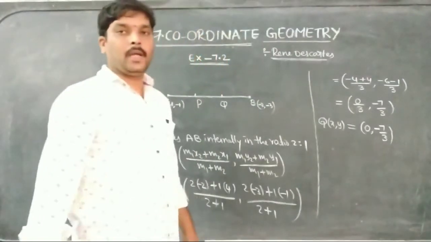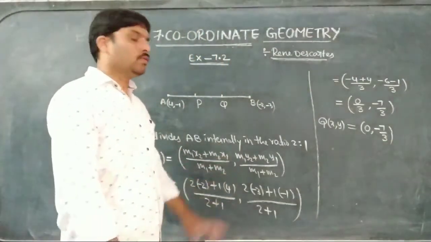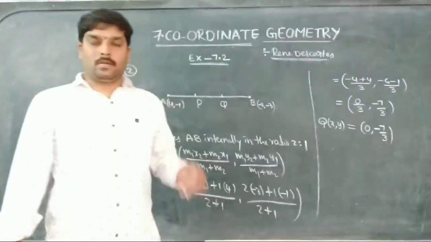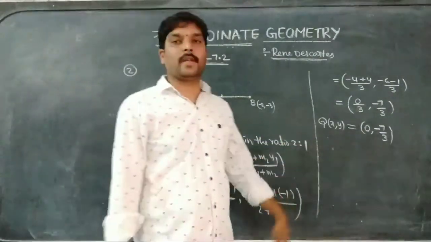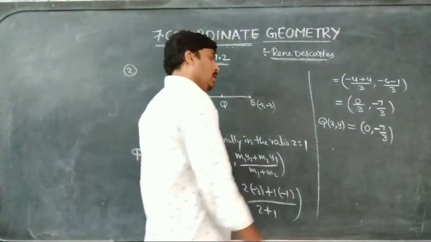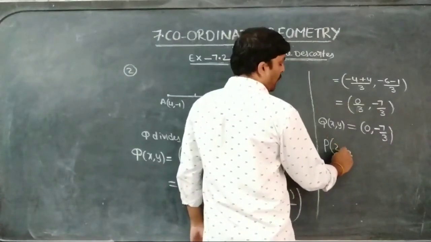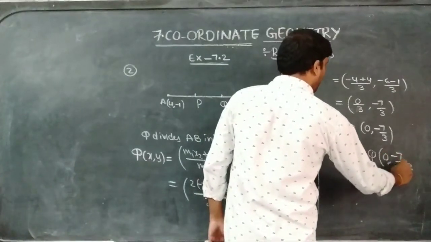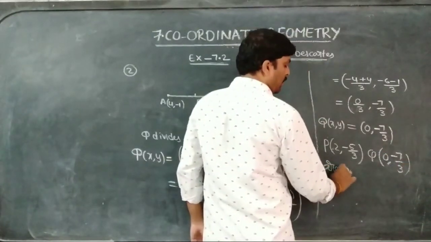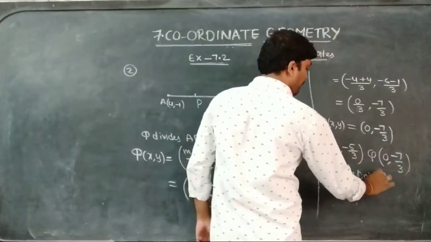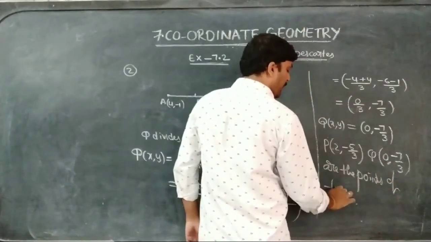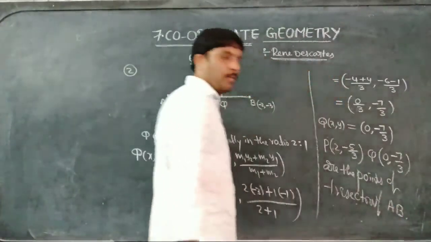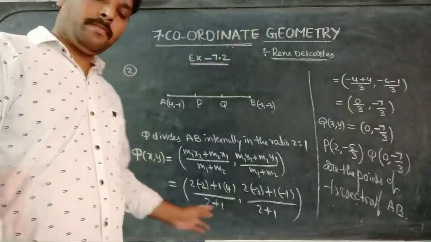So finally, P and Q are the points of trisection of the line segment. P we got as (2, -5 by 3) and Q we got as (0, -7 by 3). These are the points of trisection of line segment AB, P and Q we got it.